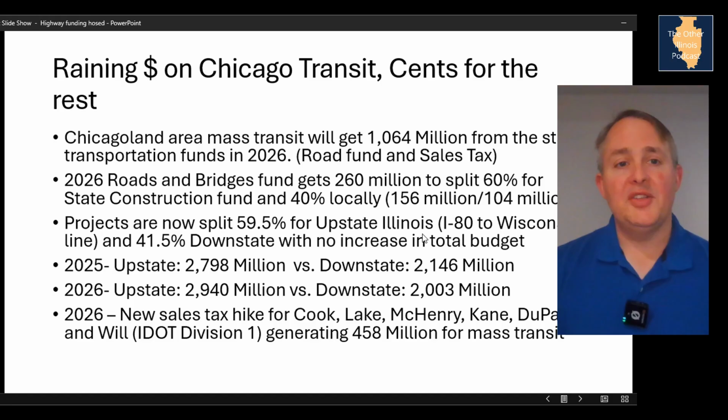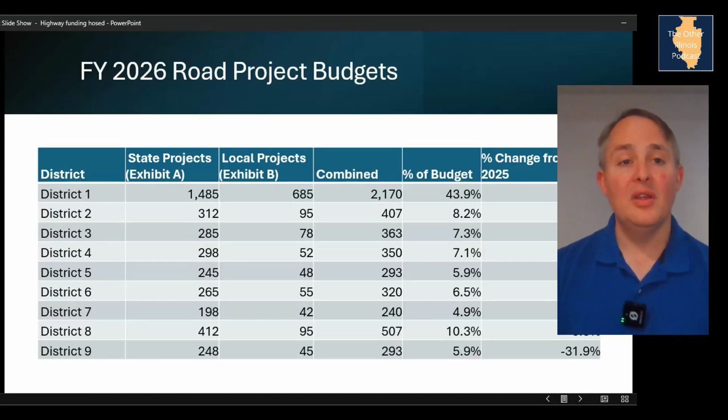And now projects are being split, and I'll actually talk about this with the newly released 2026 funding plan. Upstate is now receiving almost $3 billion versus downstate's $2 billion. Now, also in 2026, there's a new sales tax hike that's specifically for Division 1. So not only will the state bear the brunt of it, but taxpayers in Lake, McHenry, Kane, DuPage, and Will will be paying an additional 1% to go into Chicagoland's mass transit, generating almost $500 million for that.